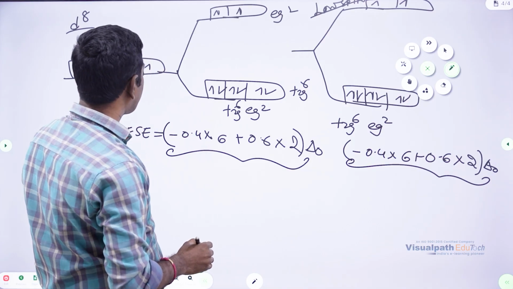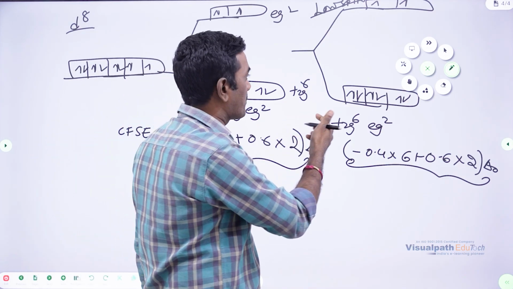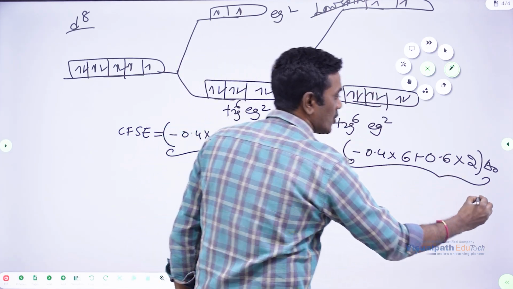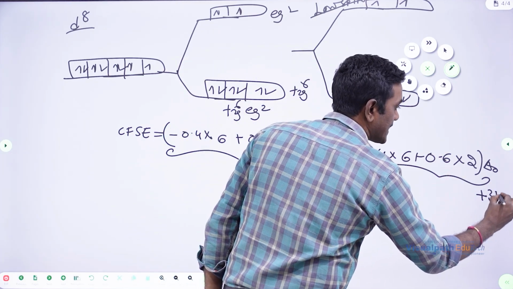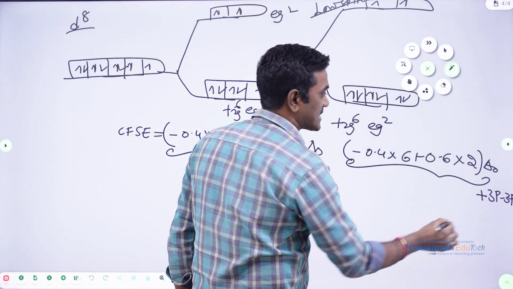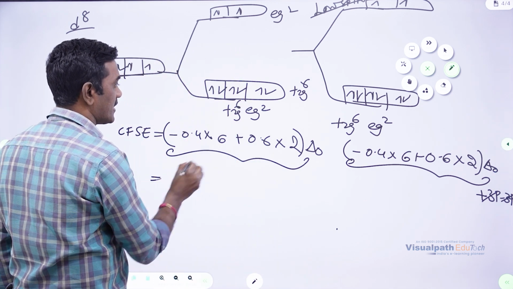Interestingly, the pairs: 1, 2, 3 pairs here, 3 pairs here. Anyway, here we will not consider pairs. Here 1, 2, 3 and the pairs are the same. So it is going to be 3p minus 3p. So this will get cancelled, and so how much CFSE is going to come here?